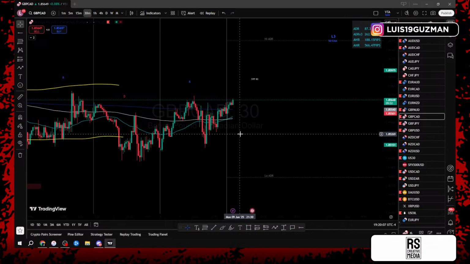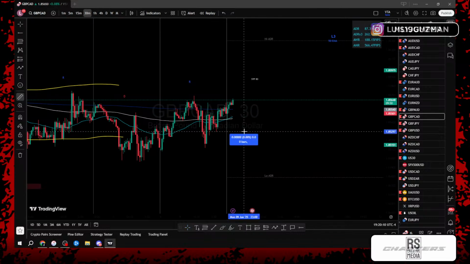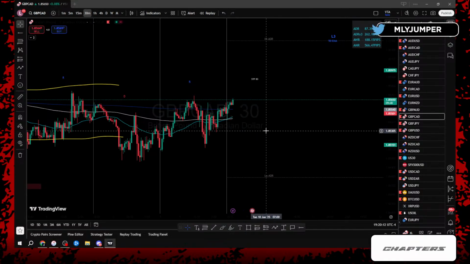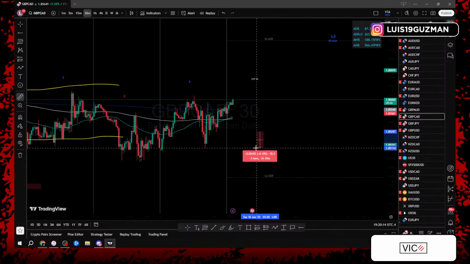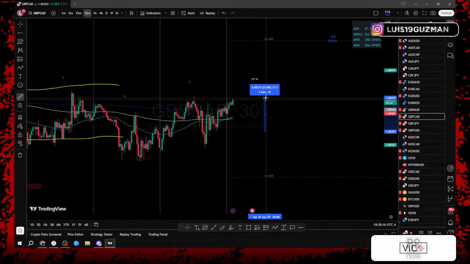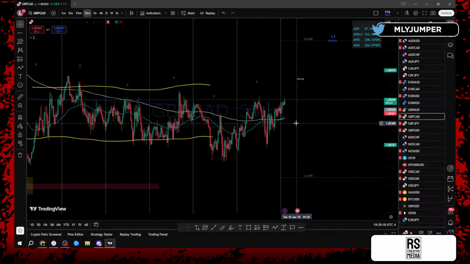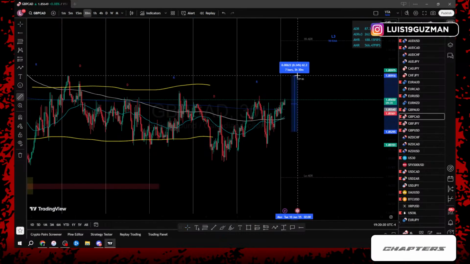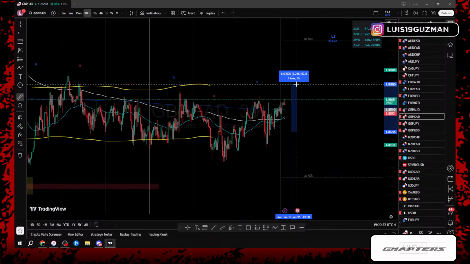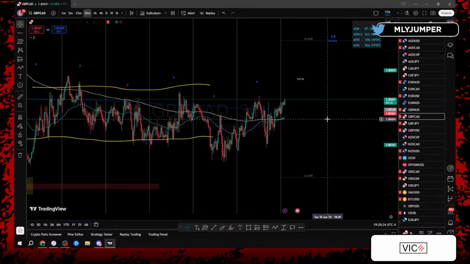What time was this at? 10:30. And then went straight to profit. That would have been a good one. This is 18 pip stop for about a 40 to 50 pip TP. Let's say 50 pips TP. It's not bad. Wouldn't have been a bad one.